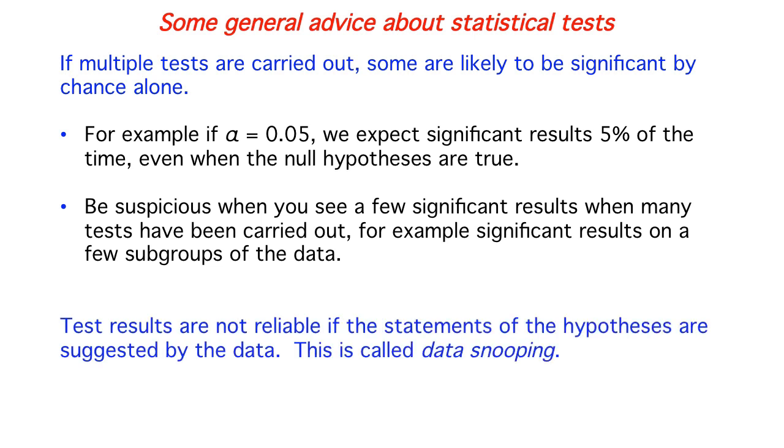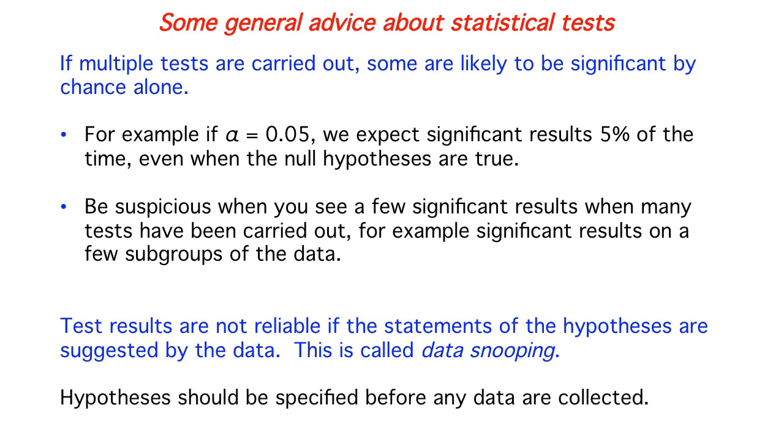Related to this is the concept of data snooping. Here's what you shouldn't do. Take a look at your data, notice two groups differ, and then say, I think I'll carry out a hypothesis test to see if they do differ. Such a test is much more likely to be significant than if you were guided by a scientific question rather than the data. The primary hypotheses to be investigated should be specified before any data are collected, not suggested by the data, because otherwise the p-value isn't meaningful.